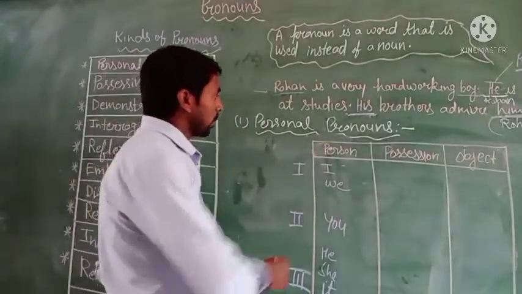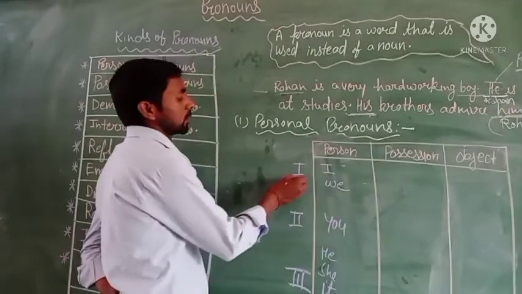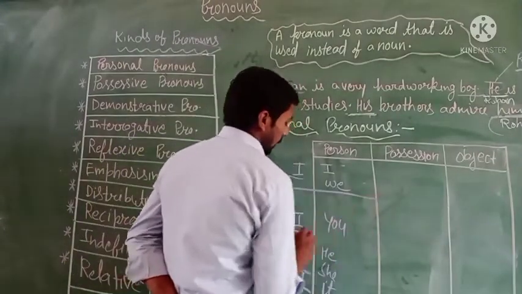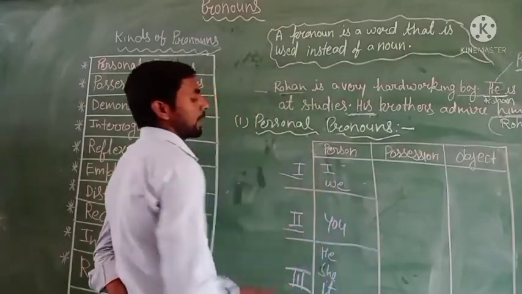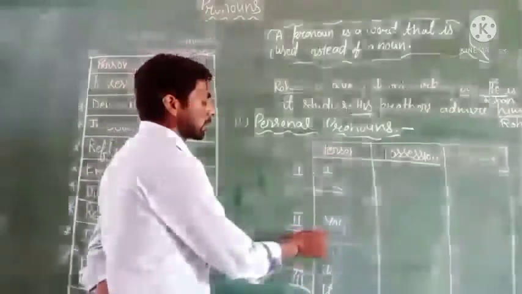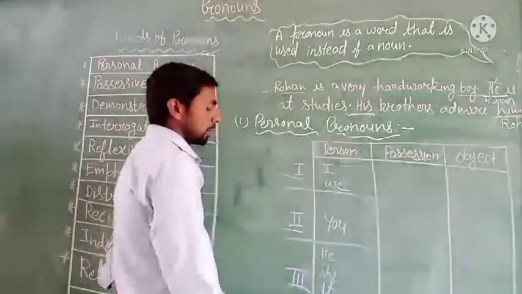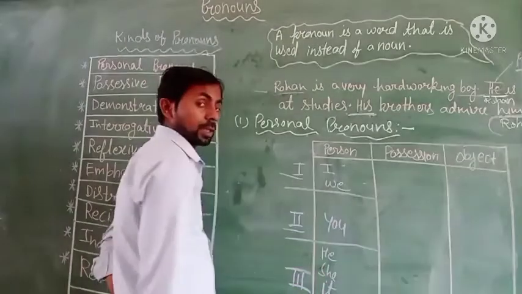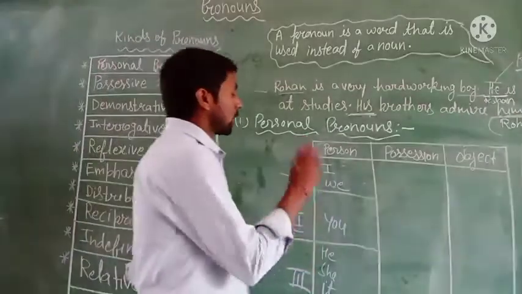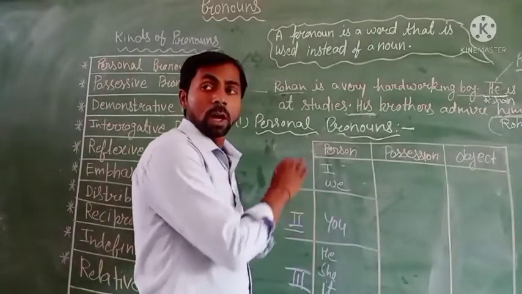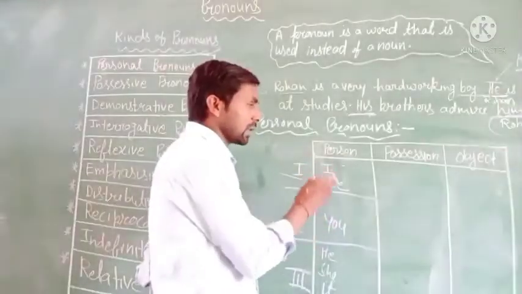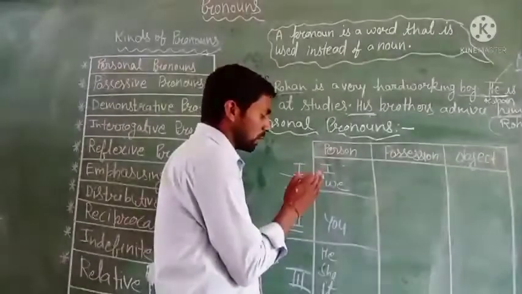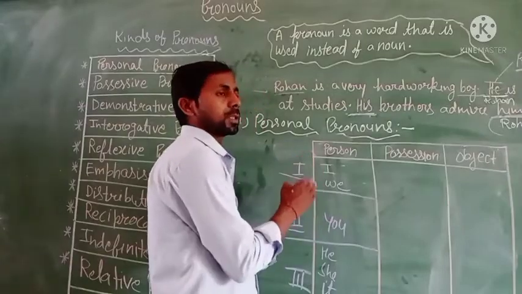We divide the personal pronoun into three parts: first person, second person and third person. In the first person you can see "I" and "we", in the second person you can see "you", and in the third person the subjective pronouns are "he", "she", "it" and "they". All these words will be personal pronouns. Why? Because these words are used for the person and things.